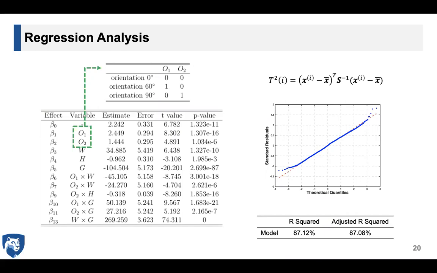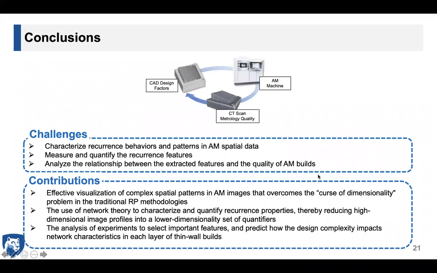And in total, the regression model yields the R-squared statistic of 87.12 percent and the adjusted R-squared statistic of 87.08%, which demonstrates that the variation in the response variable is highly correlated with the design parameters. And also the normal QQ plot here illustrates that the normality assumption is valid because the plot approximately follows a straight line. So as a conclusion, we are facing three main challenges in our study.